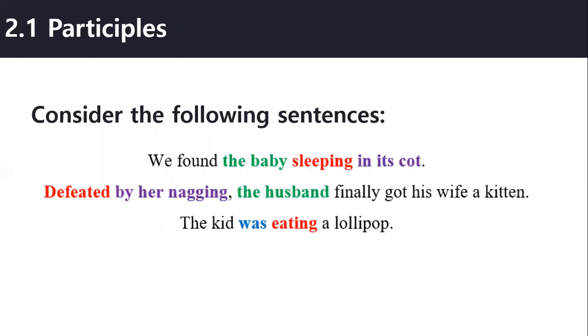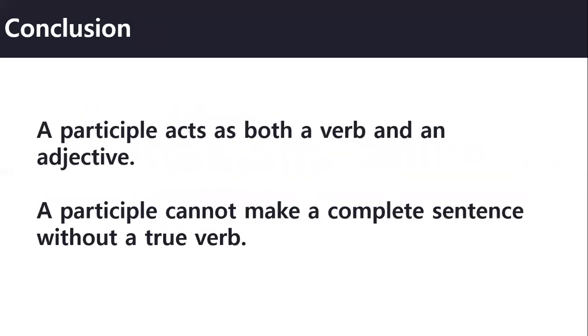Similarly, in the second sentence, "defeated" modifies the husband like an adjective and is in turn modified by the prepositional phrase "by her nagging" like a verb. In addition, in the last sentence, "eating" needs "was" in order to be completed and for the sentence to make sense. As a conclusion, a participle acts as both a verb and an adjective. A participle cannot make a complete sentence without a true verb.